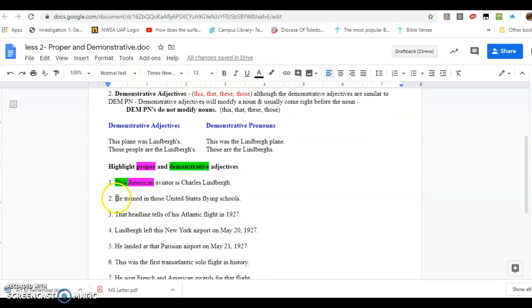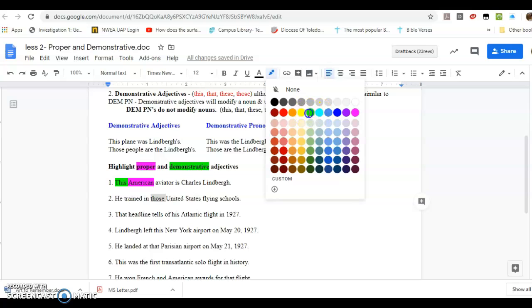The second sentence, he trained in those. Okay, I see that word and I know that it's one of the 4 I look for. Those, is it describing something? Is it describing a noun? Well, those flying schools. So yes, it is. That makes it a demonstrative adjective. If the sentence only said he trained in those and you left it at that, then the word those would be a demonstrative pronoun because it's standing by itself, but it's not here. It's describing the flying schools. So that makes the word those a demonstrative adjective, and it should be green.